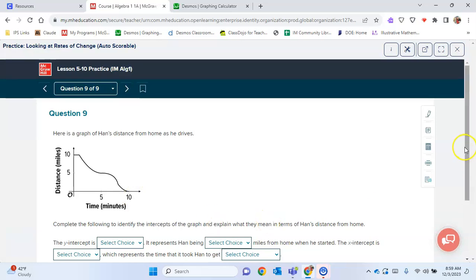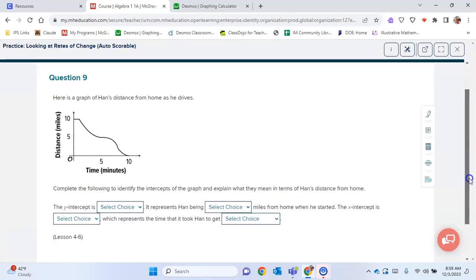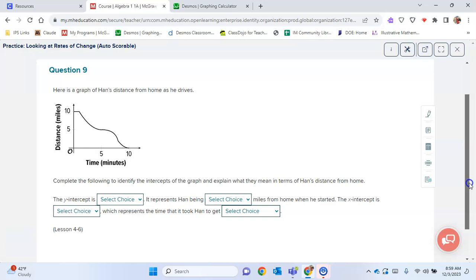Complete the following to identify the intercepts of the graph and explain what they mean in terms of Han's distance from home. The y-intercept is blank. The y-intercept is (0, 10). Write (0, 10). It represents Han being 10 miles from home when he started. The x-intercept is blank. The x-intercept is (10, 0). Write (10, 0), which represents the time it took Han to get home.